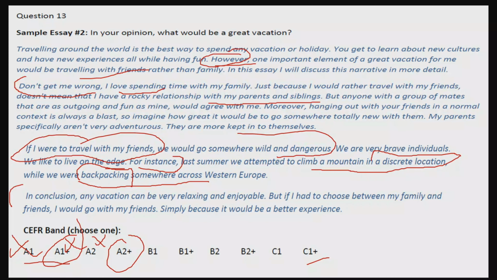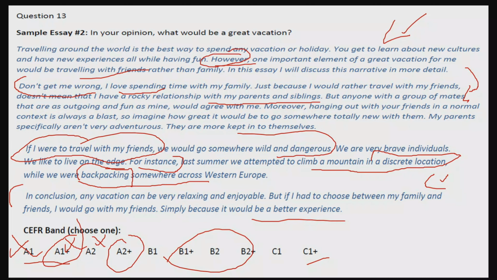"In conclusion, any vacation can be very relaxing and enjoyable, but if I had to choose between my family and friends, I would go with my friends, simply because it would be a better experience." So this person has a clear flow of ideas, starting with a very gripping beginning, a very magnetizing middle, and then a very conclusive end. So this person does not belong to intermediate level at all, because this seems to be a very highly advanced proficient level.